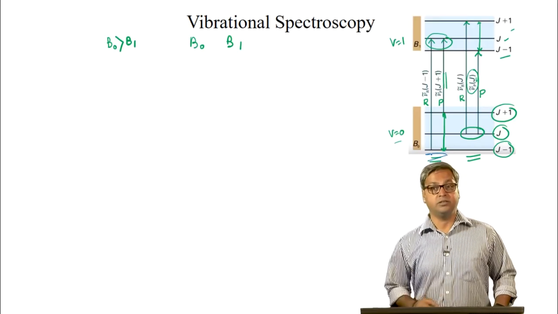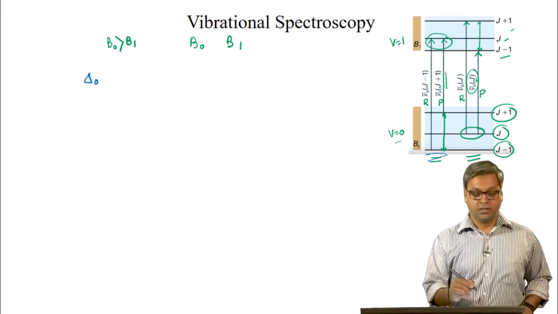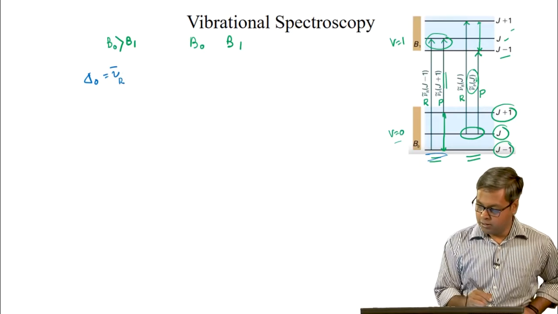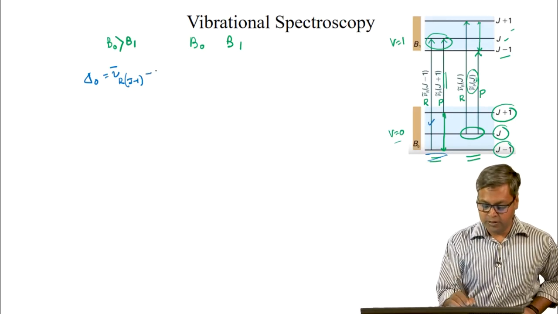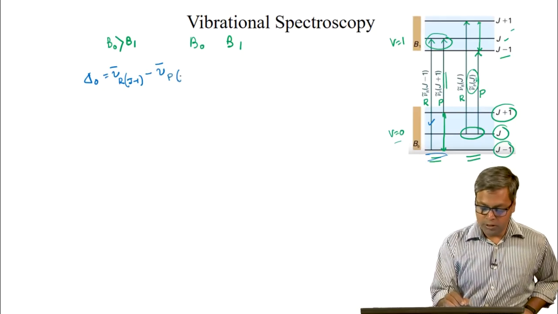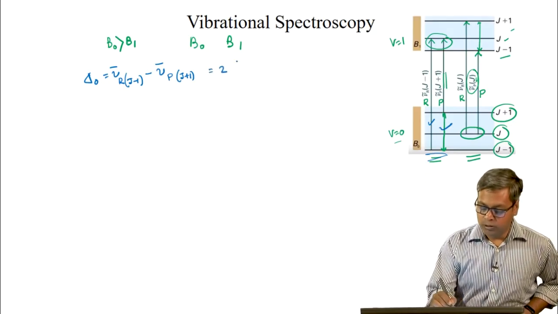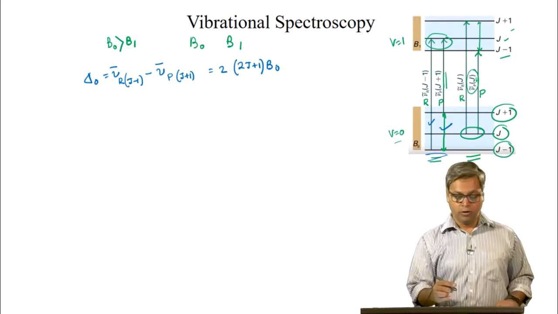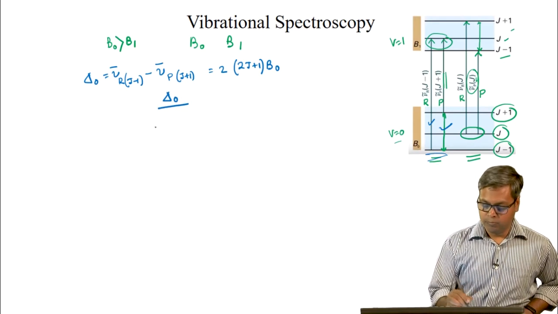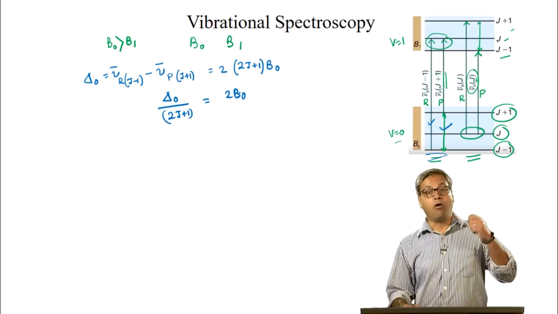So, for the left hand side transitions, we can write, let us say, delta 0, this is nu bar R J minus 1, that means this transition, minus nu bar P J plus 1, that means this transition, and what we get is 2 times 2 J plus 1 times B 0, or we can write delta 0 by 2 J plus 1 equals 2 B 0. So, the expression has the same value for all values of J.